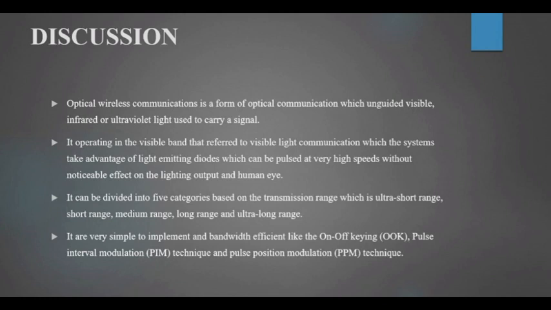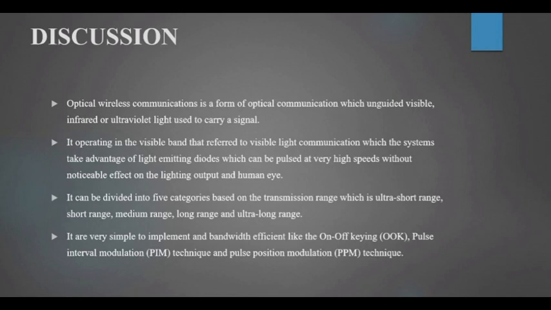As for the discussion of this assignment, optical wireless communication is a form of optical communication in which unguided visible, infrared or ultraviolet light is used to carry a signal. It operates in the visible band, referred to as visible light communication, where the system takes advantage of light emitting diodes which can be pulsed at very high speed without noticeable effect on the lighting output and human eye. It can also be divided into 5 categories based on the transmission range, which are ultra short range, short range, medium range, long range and ultra long range.